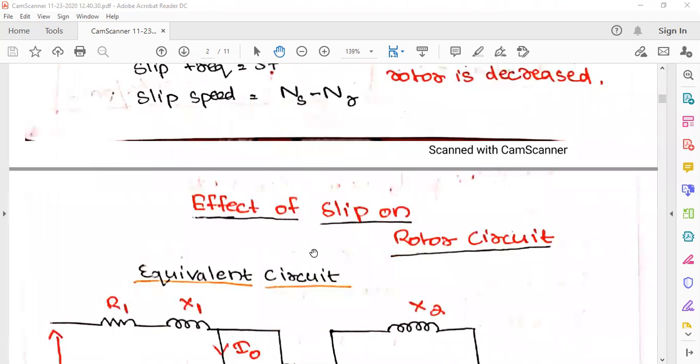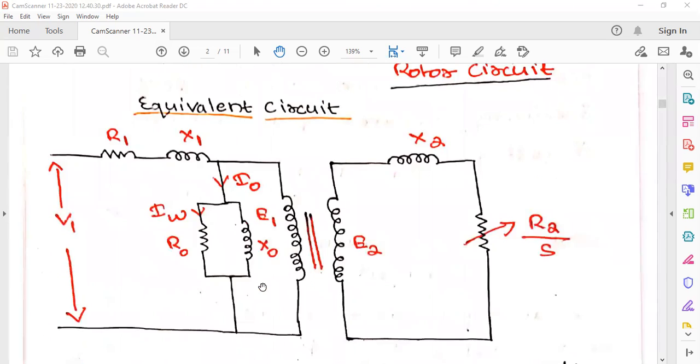Now we will see the effect of slip on the rotor circuit, the complete rotor circuit. What is the effect of the term S? S is slip, Ns minus N by Ns, the difference between the synchronous speed of the rotating stator field and the actual rotor speed N. So we will see what difference this S is going to make. This is the equivalent circuit of the rotor, just like the transformer, only the rotor side is short circuited. We already saw that. I have directly drawn this equivalent circuit, and I will show you how we reach this figure.